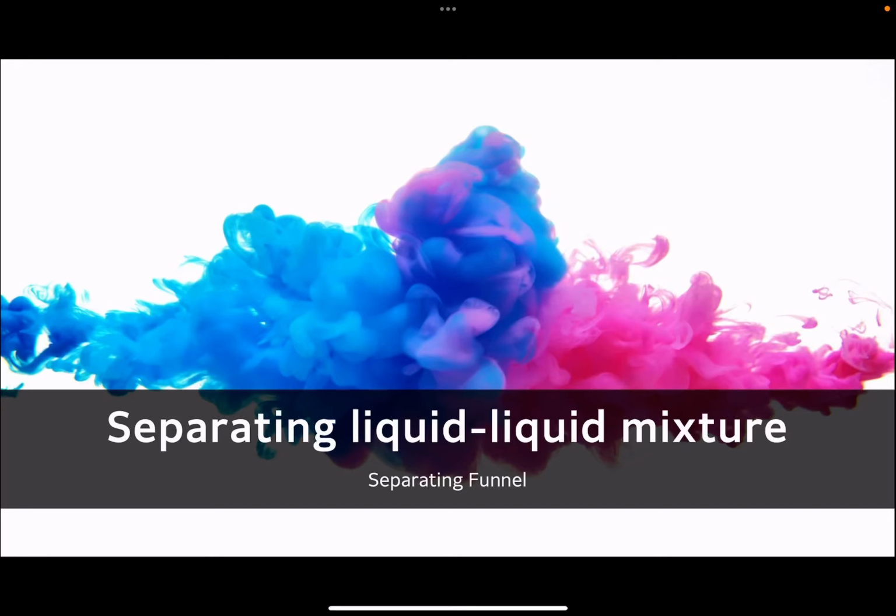The technique for liquid-liquid mixture separation is called a separating funnel. This is also a new concept. You have not learned this in Chapter 1 at all. Earlier on, remember, we did fractional distillation. So we saw how fractional distillation separates miscible liquids with different boiling points.